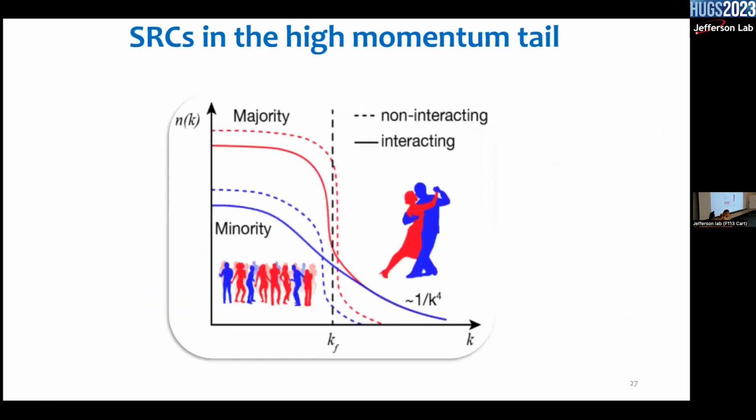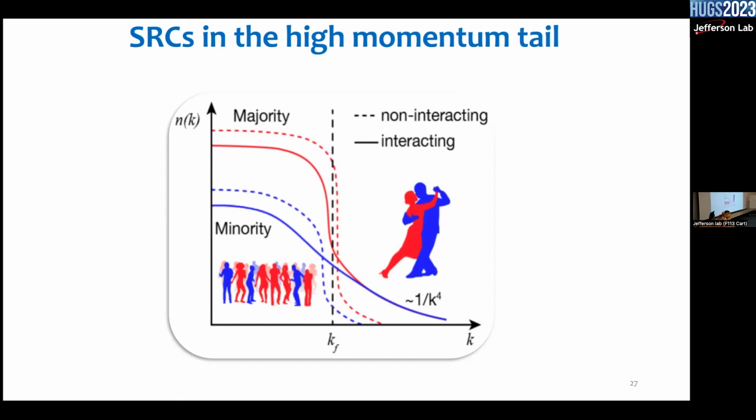Okay, and the nice picture to always take with you is that we have what's below the Fermi momentum, which is well described in terms of the mean field that we talked about yesterday. In an asymmetric nucleus, let's talk about a neutron heavy nucleus because that's what most of them are, the majority of nucleons are neutrons, and you have this minority that's protons, right?